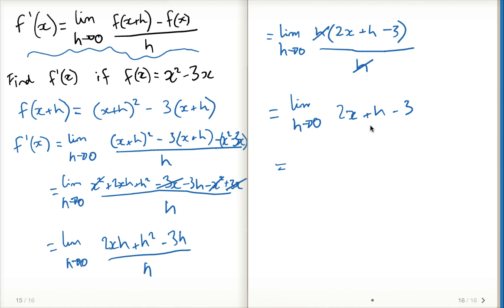Okay, now we're talking about the limit as h approaches 0. What happens as h gets closer and closer to 0? It doesn't equal 0, but it gets closer and closer to 0, so we can essentially say that we don't need it there, basically. Okay, so we get left with 2x minus 3. So the answer to the question, the gradient function, or f dashed of x, is equal to 2x minus 3.